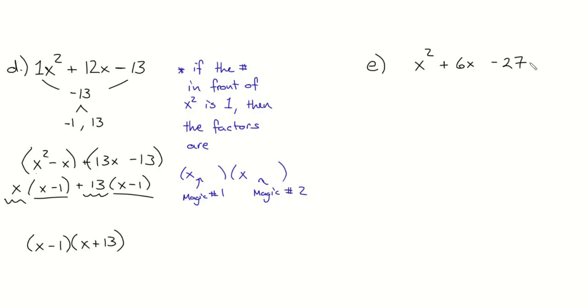Now, one of them has to be negative, but they have to add up to a positive. Which one of these should be the negative then? 1. Good, because that'd be negative 1 plus 27, which is a positive number. Good, so make that negative. Unfortunately, do these add up to 6? No. Okay, so let's try again.